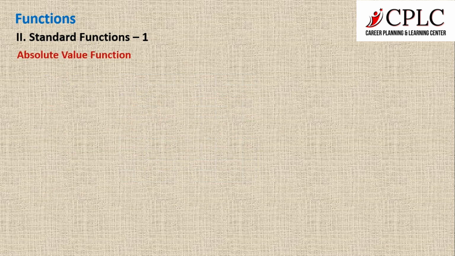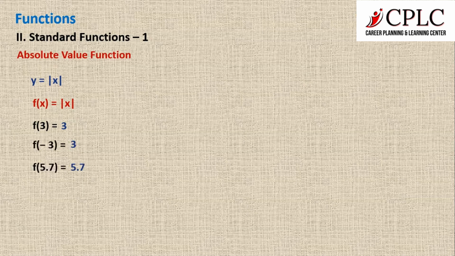The third standard function is the absolute value function, or we also call it the modulus function. Everybody knows how it is defined by now. Distance of x from origin, and modulus we also know, we just change the sign. So the mod of 3 is 3, of -3 is also 3, of 5.7 is 5.7, of -5.7 is +5.7.